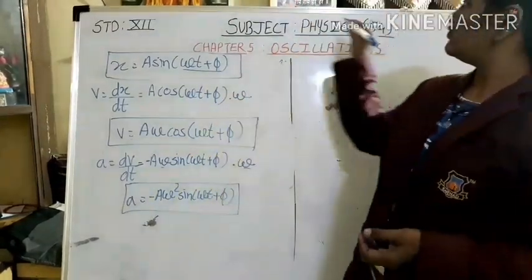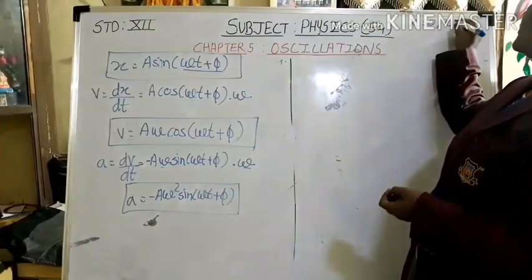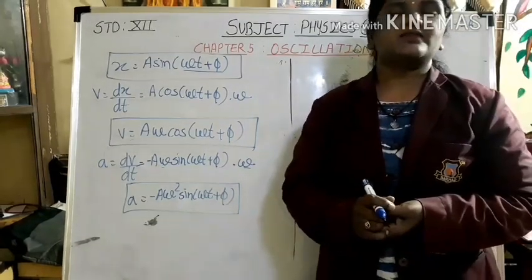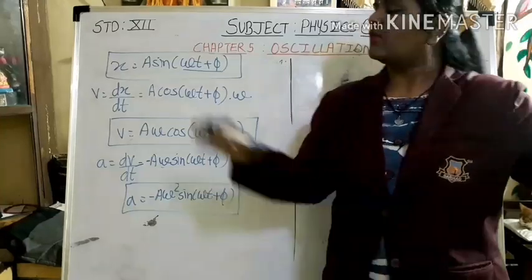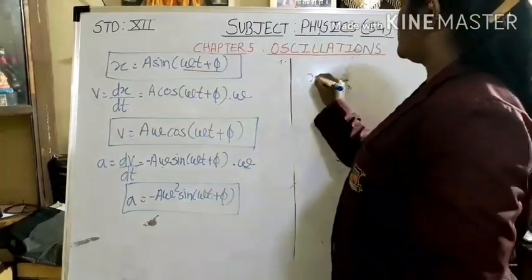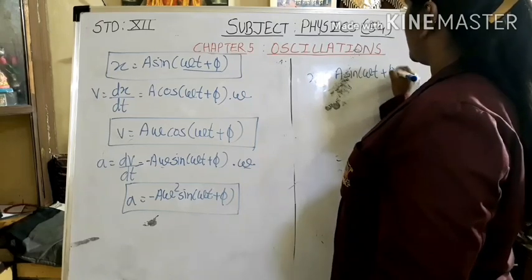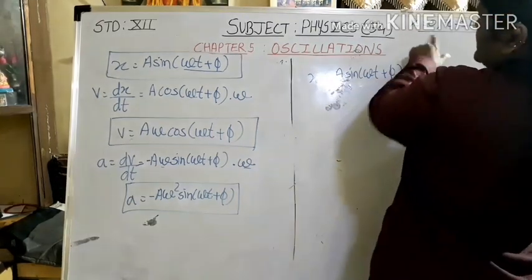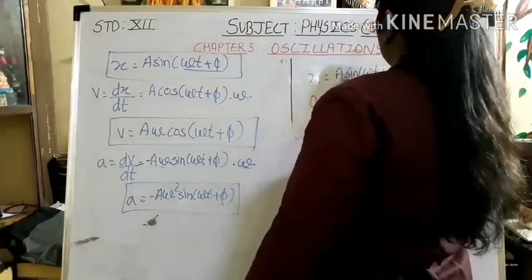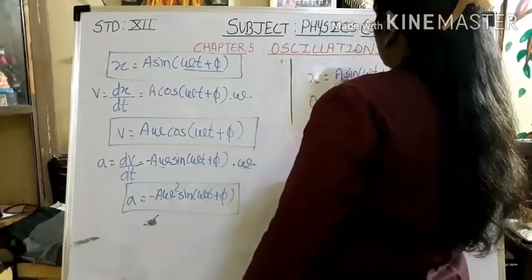How we can use those equations? As I told you, x is 0 when it is at mean position and x is equal to plus minus a when it is at extreme position. So I can find out by using that condition for all of these equations. I will just find out for one. Okay, x is equal to a sin(omega t plus phi), right? If I put x as 0, so sin(omega t plus phi) is equal to 0.